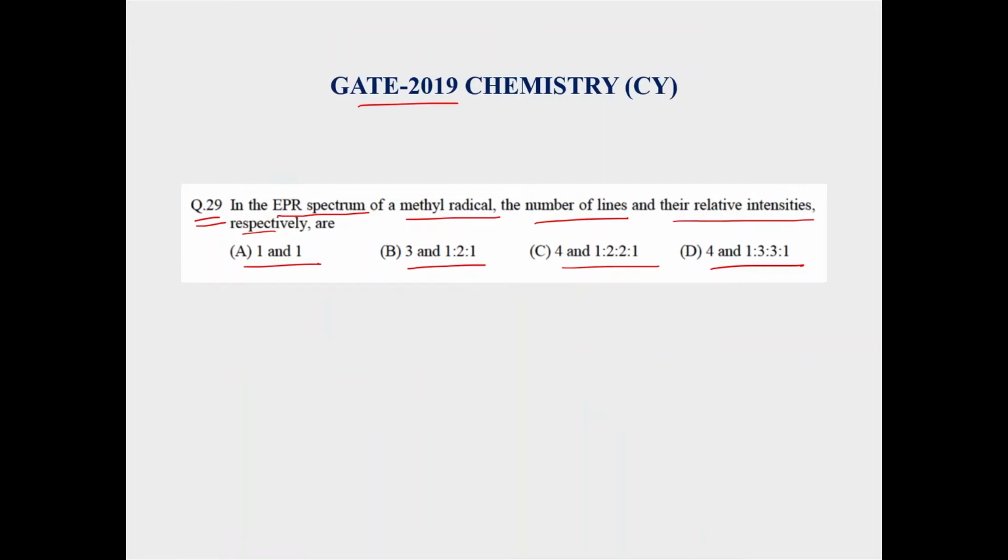If we look at the options, the first and second options have given 1 and 3 as the number of lines, so we can cancel out these two options. Among option C and option D, we now have to find the answer by looking at the relative intensity of these lines.